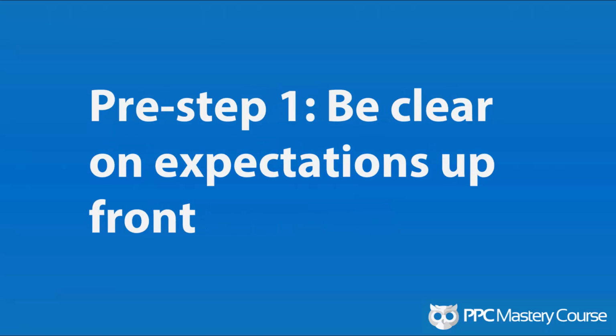And before we get into the steps, pre-step number 1 is be clear with your expectations up front. If you can't understand what the other person expects and what they want, and you're not clear on this, then you're probably never going to be successful in your contract. You're never going to be successful in your engagement. Nothing's really going to work out how you want it to if you're not clear on the expectations.